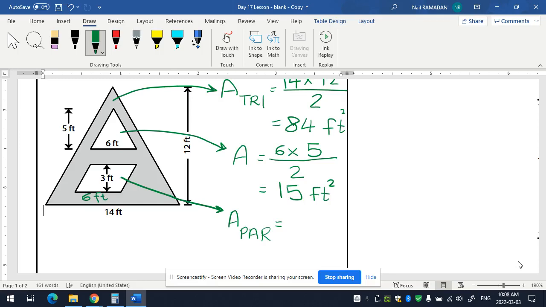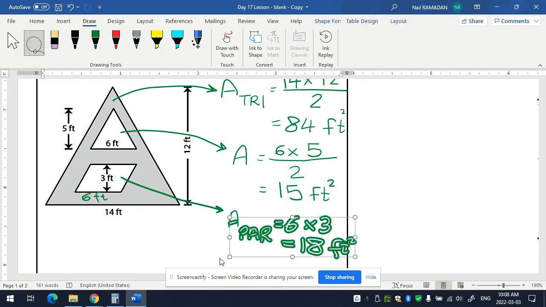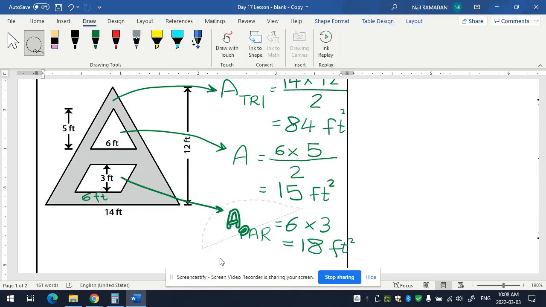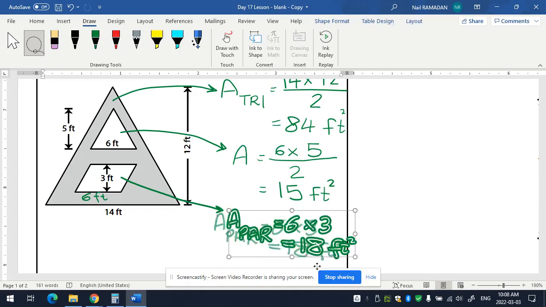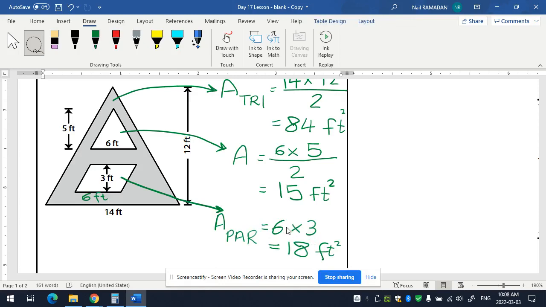All right. So it's base times height. So it's just 6 times 3, which is 18 feet squared. Let me move it a little bit. Oh, parallelogram. Yeah, just my shortcut way of not writing too much. There we go. Okay. What's the big number? The biggest number of all? 84. Because that's the whole thing if the gaps were not there.